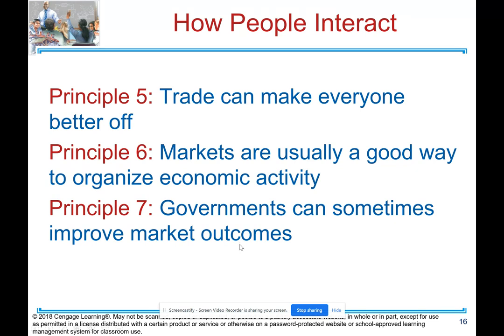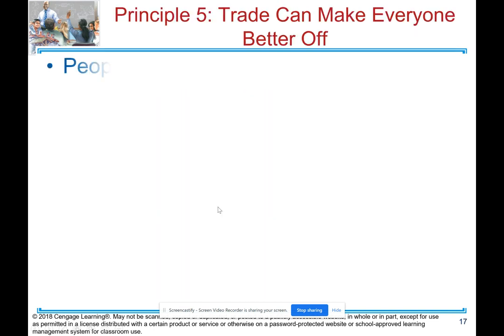The next set of three principles deal with how people interact in society. Principle number 5, trade can make everyone better off. Principle number 6, markets are usually a good way to organize economic activity. Principle number 7, governments can sometimes improve market outcomes. Let's look at them one by one.